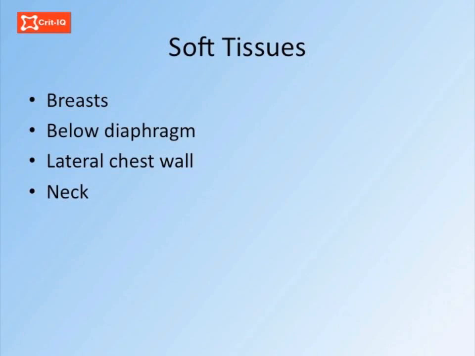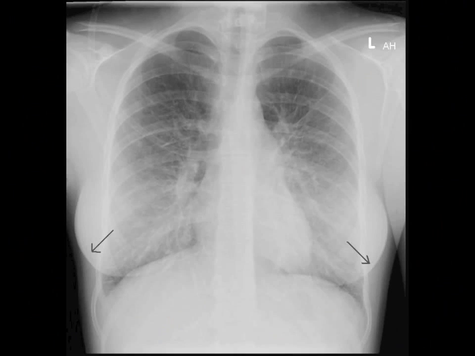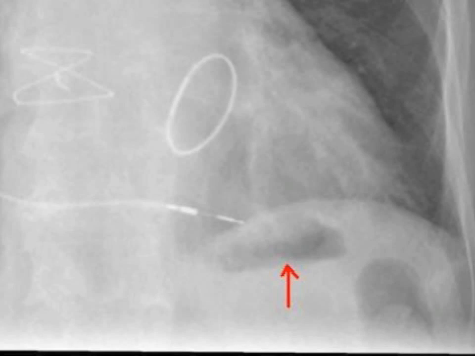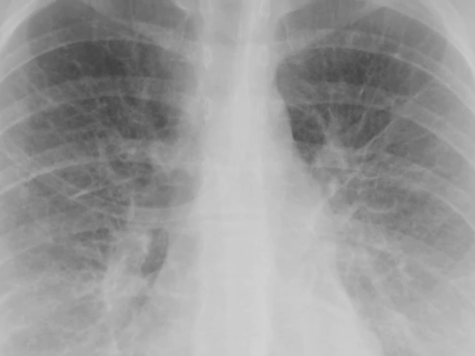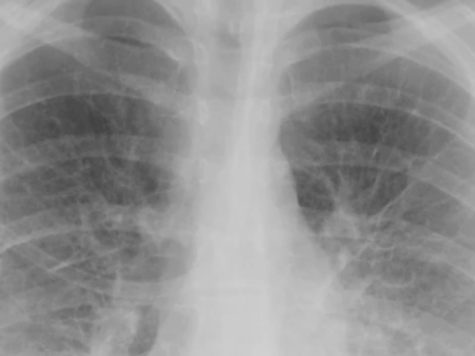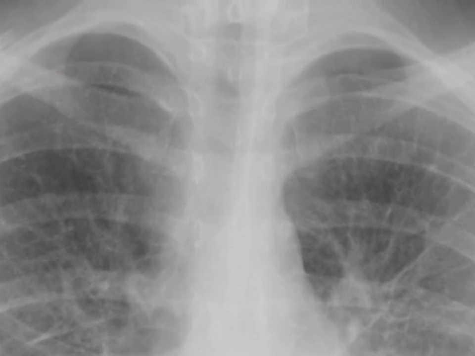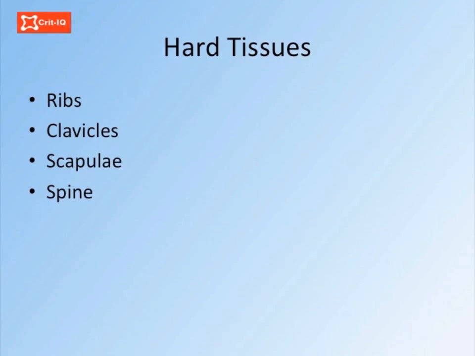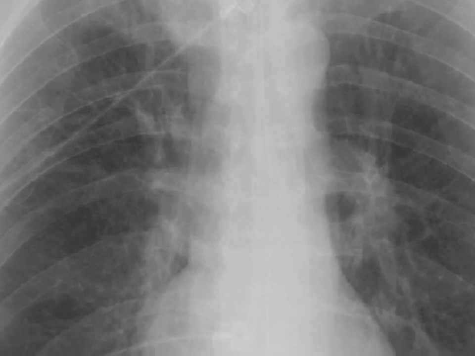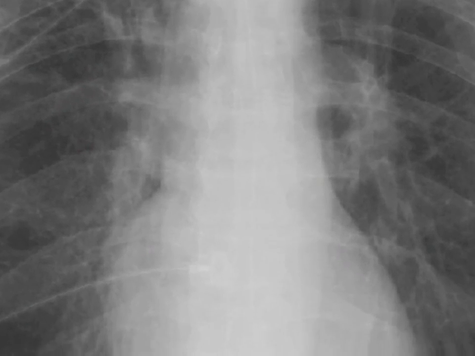Carefully examine the soft tissues. Look for breasts and note if there has been a mastectomy. Nipple shadows can sometimes cause confusion. Look below the diaphragm for the stomach bubble and any signs of abdominal organ enlargement. Check the soft tissues around the chest for abnormalities including air. Look in the neck for soft tissue masses, goiter and subcutaneous emphysema. Examine all the bones for presence of abnormalities, including the spine.